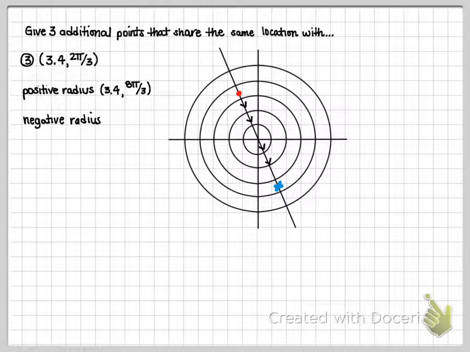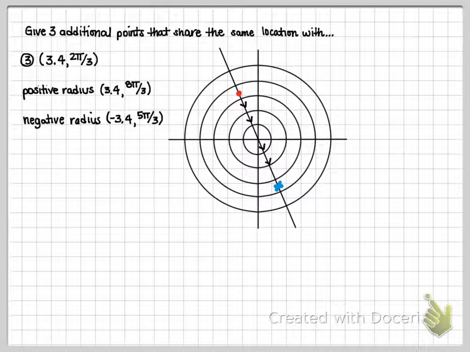So for my negative radius, I now need to turn my 3.4 into a negative 3.4 because I just shot through. And then taking a look at that location, when you shoot through the pole, you're going exactly pi distance. So if I take my original 2 pi over 3 and I add pi to it, well, pi is 3 pi over 3, that's going to give me 5 pi over 3. So these 2 points share the exact same true location, the red dot, as the original one.